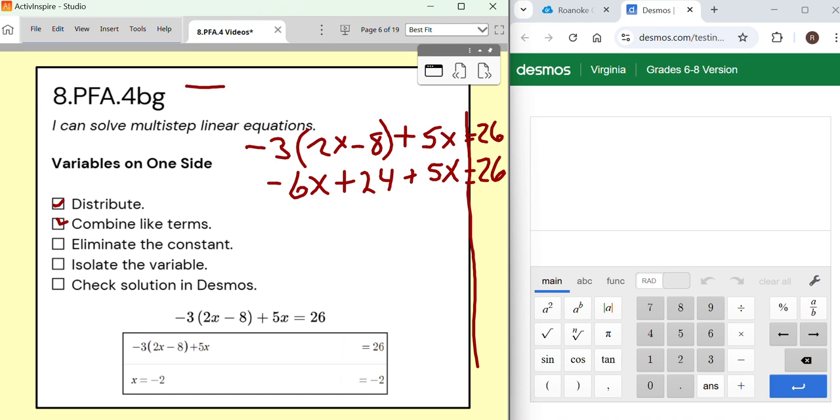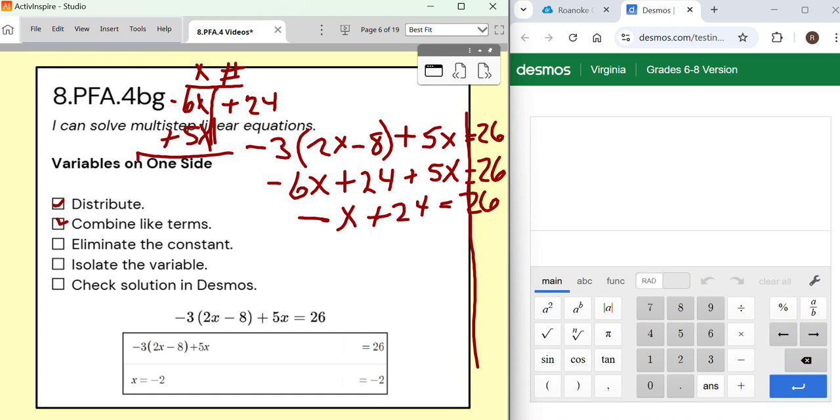I'm going to go ahead and make a t-chart up here at the top. Okay, so I've got a -6x here. I've got a +24 here. And I've got a +5x there because we're only doing one side. So a -6x and a +5x leaves you with -x plus 24 equals 26. We're going to eliminate the constant next.